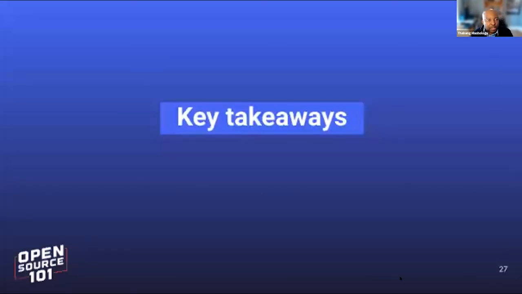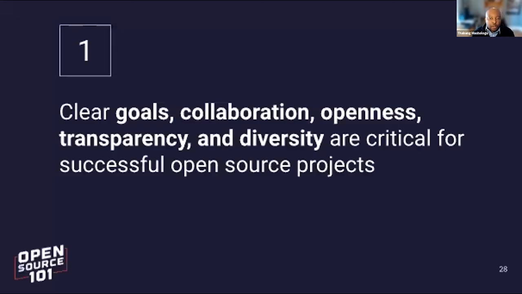So with that, and as we enter the final stretch of the presentation, I did want to underline and summarize some of the key takeaways from the talk. First of all, it is critically important to set clear goals and foster collaboration, support openness and transparency, and create a welcoming environment for diverse participants. It's important to do all of that as part of a set of proven ingredients for successful and sustainable open source projects. Number one.